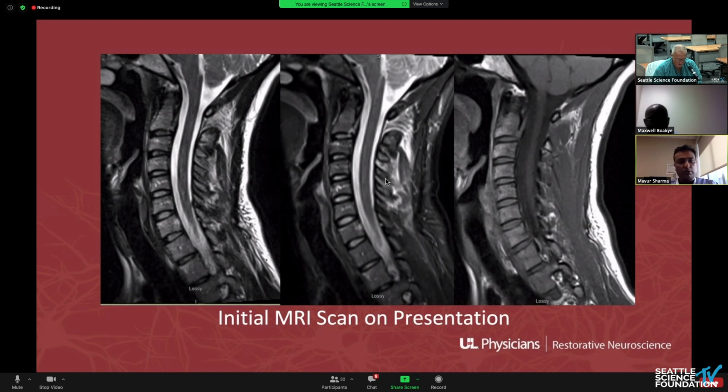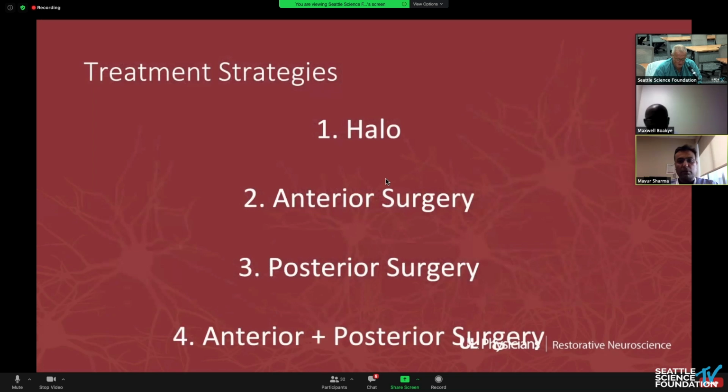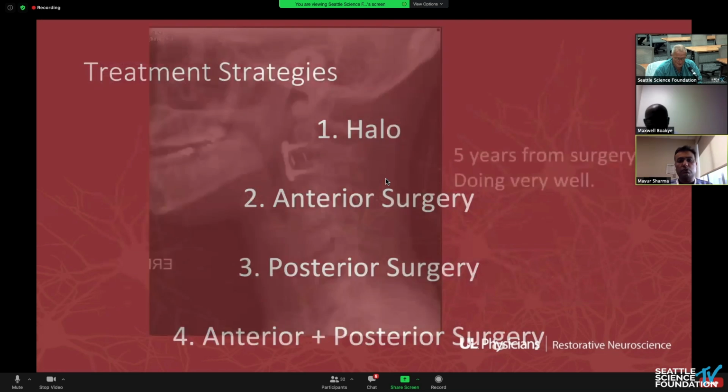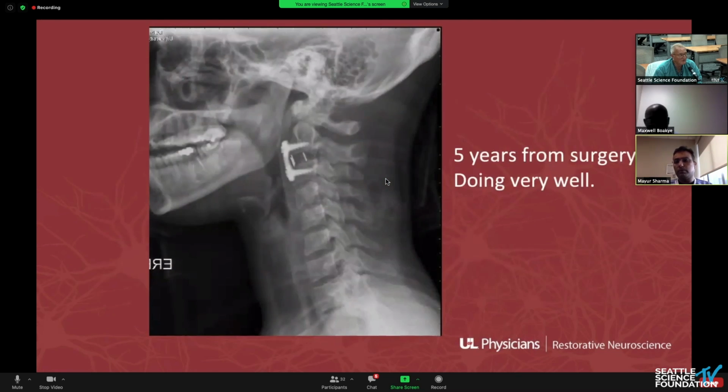Based on this fracture morphology, we gave her the option of either conservative management with a halo or a surgical option. However, she chose surgical management, and we decided to do a single level ACDF in this patient, given the low grade of fracture and minimal disruption of the ligaments. She's 5 years out now, and she's doing very well with no issues.